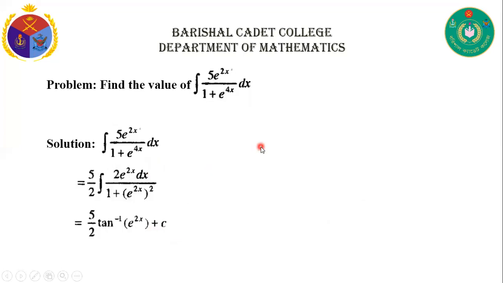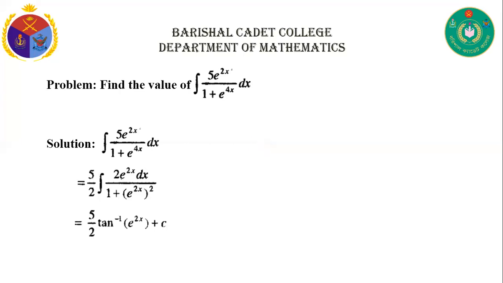Now next, find the value of the integration of 5 e to the power 2x divided by 1 plus e to the power 4x dx. So boys, I chose different problems of e to the power x. Here you see that there are two types of problems. First you have to think about this, it is really important. You have to first identify how we solve this e to the power x exponential type problem.